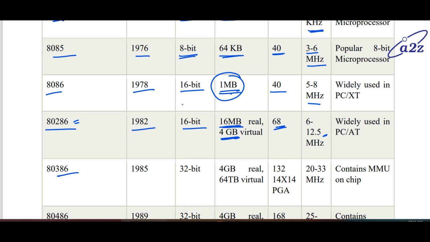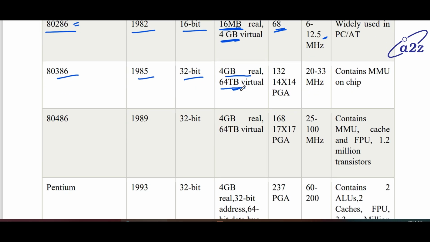386 was developed in 85. It is a 32-bit processor, 4 GB RAM and 64 TB virtual memory. TB, terabyte. It is a 132-pin, 14 by 14 PGA. PGA stands for pin grid array. It is like this.